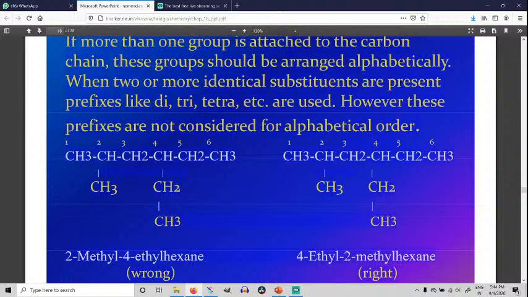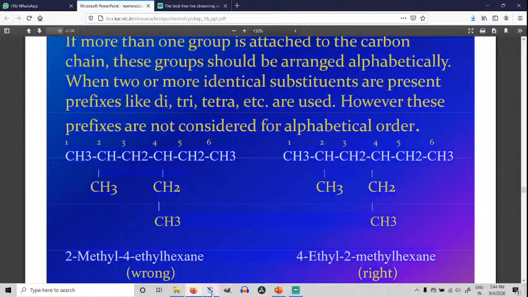So if methyl and ethyl both are present, which one should be given preference? Because E comes first in alphabetical order, ethyl will come first and then methyl. Okay, understood? So these are the main rules you should always remember.